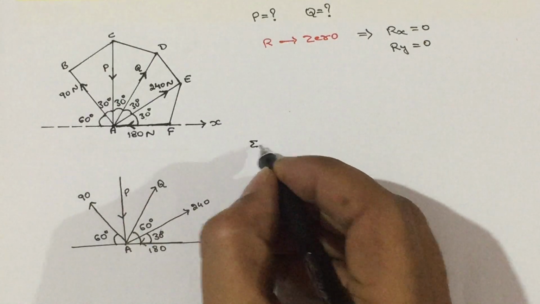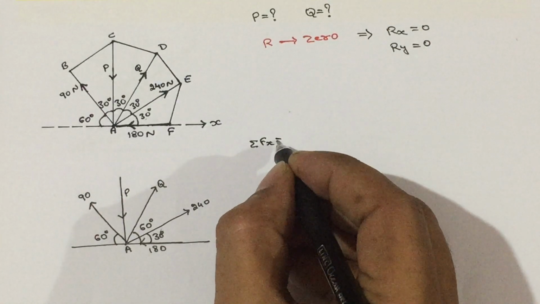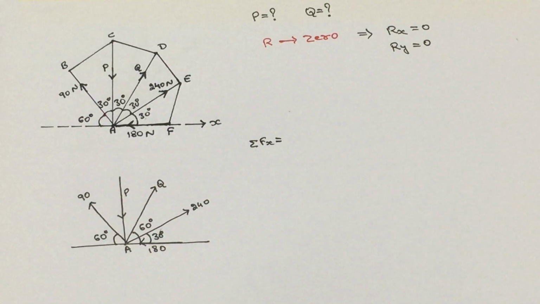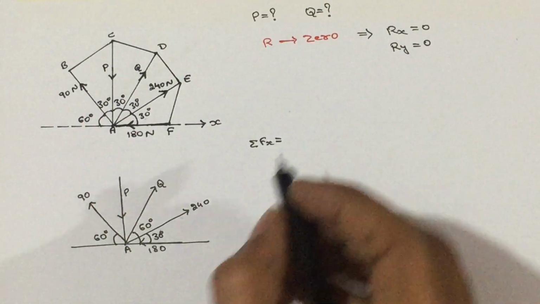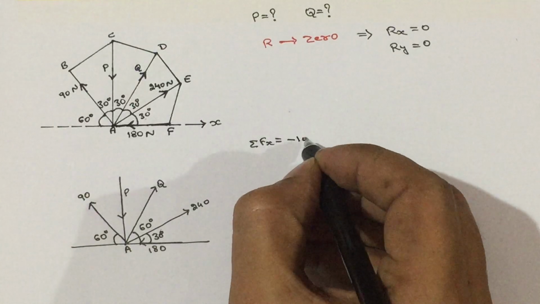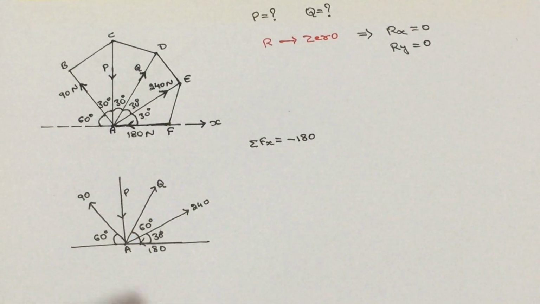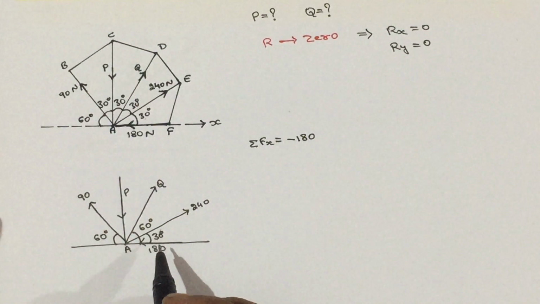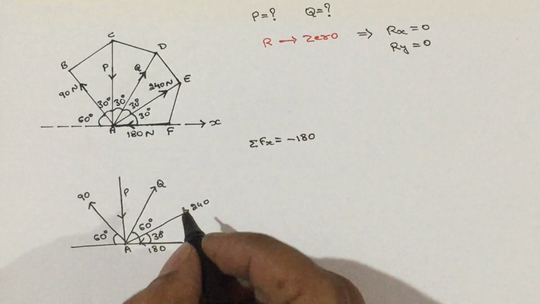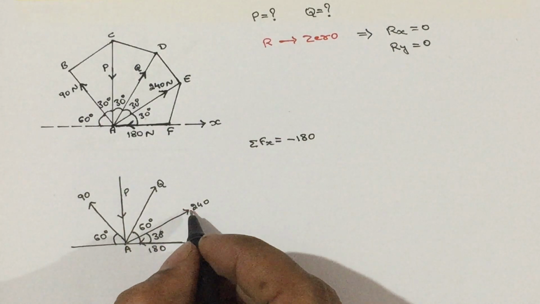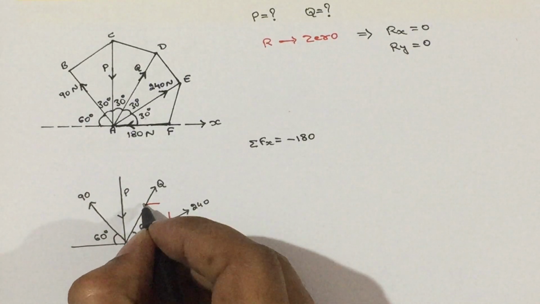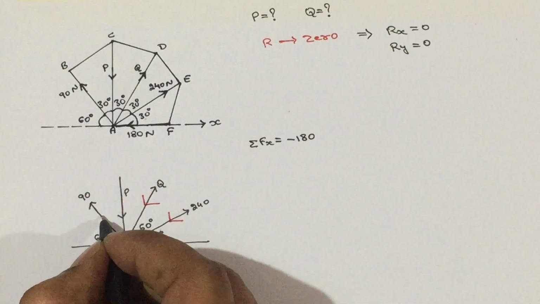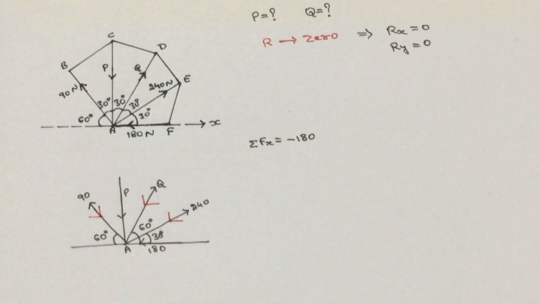If we calculate sigma Fx, that is horizontal forces and horizontal components, I will start with 180. It is moving leftward, so it is minus 180. We calculated the horizontal forces, then do the splitting for the inclined forces: draw the nearby horizontal and nearby vertical components for each inclined force.